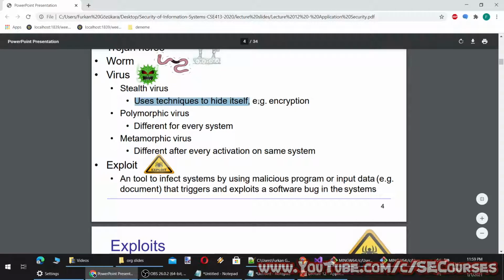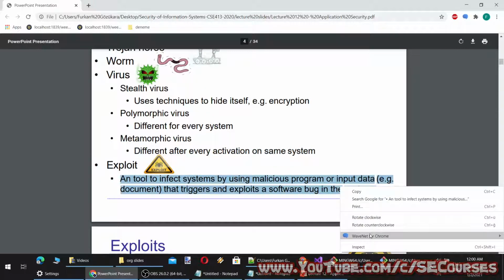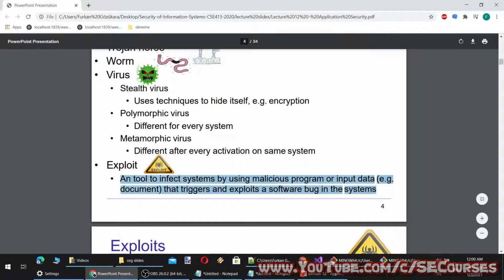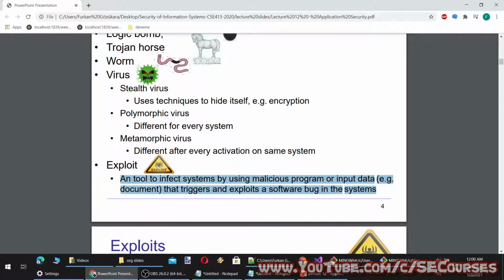Stealth virus uses techniques to hide itself, e.g. encryption. Polymorphic virus, different for every system. Metamorphic virus, different after every activation on the same system. And then there is exploit, a tool to infect systems by using malicious program or input data, e.g. a document, that triggers and exploits a software bug in the systems.